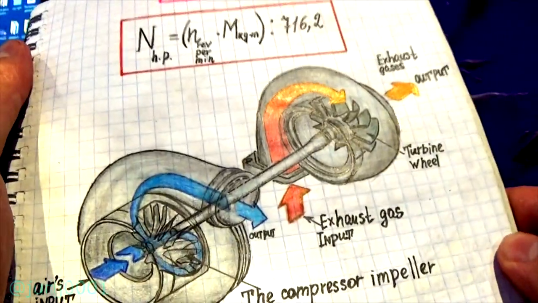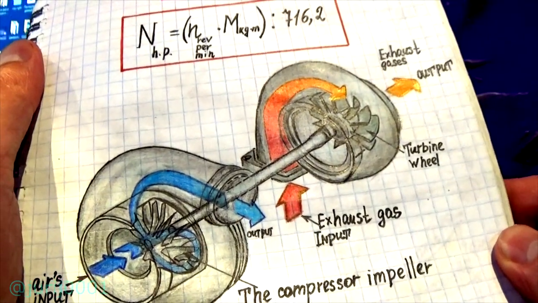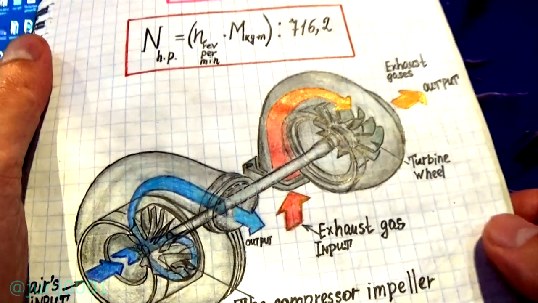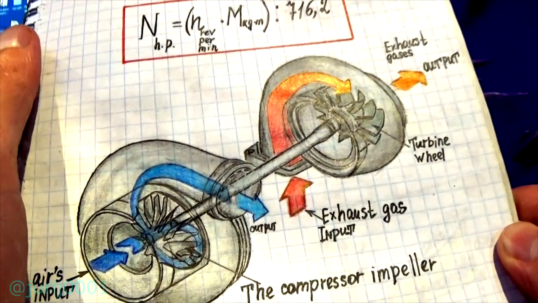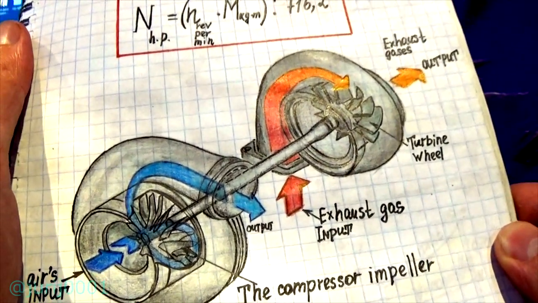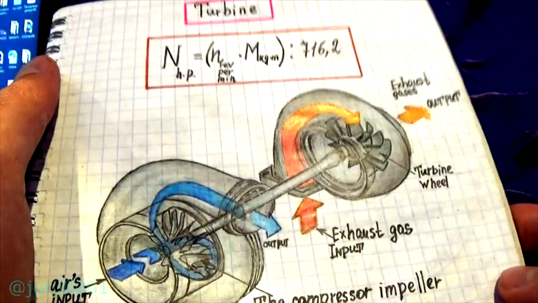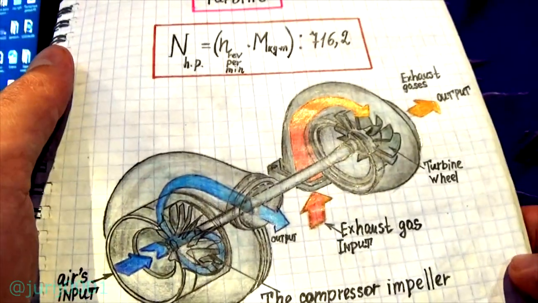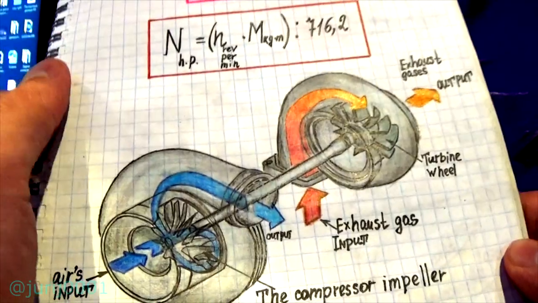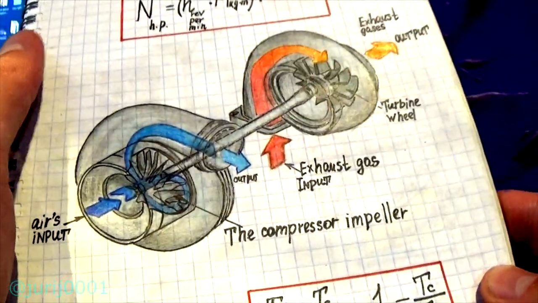This is due to the fact that the exhaust gas temperature, due to adiabatic expansion, is lower than that of a gasoline engine. Therefore, very heat-resistant materials are not required for the manufacture of a diesel turbine, such as for the manufacture of a gasoline turbine. In diesel engines, the turbine is more efficient than in gasoline engines.